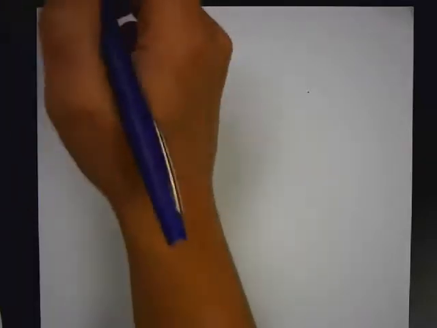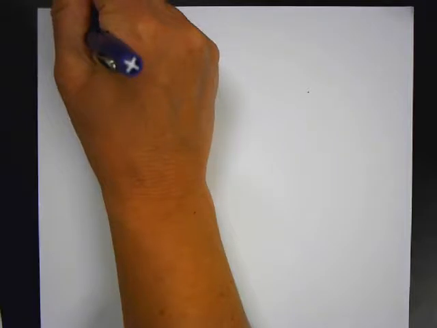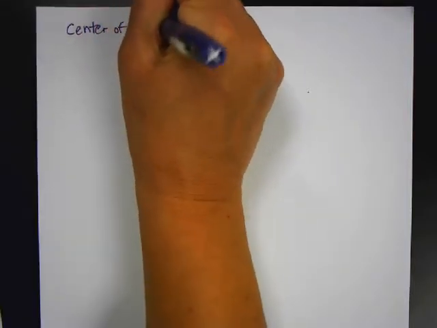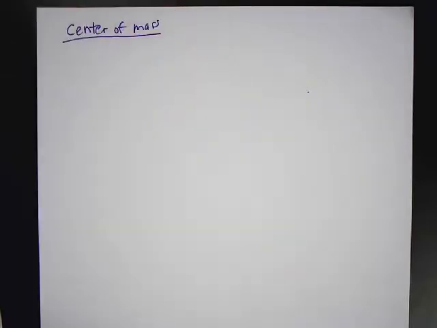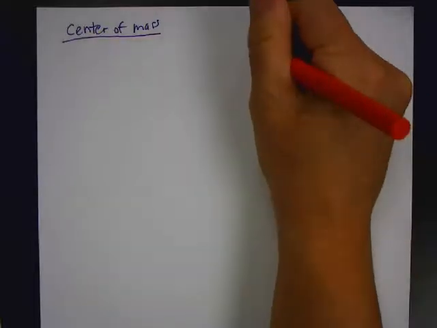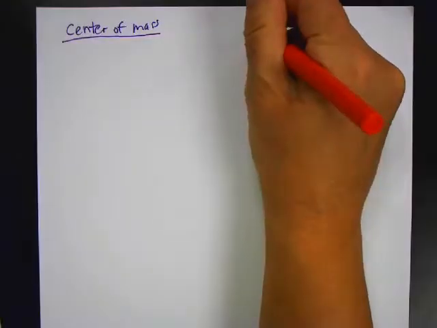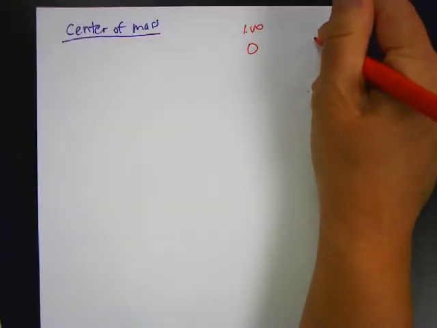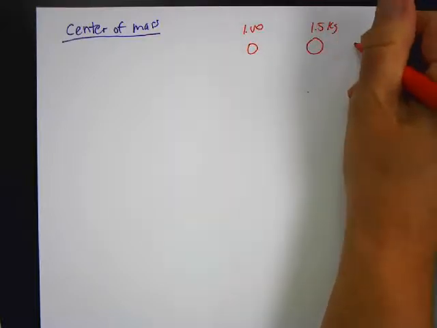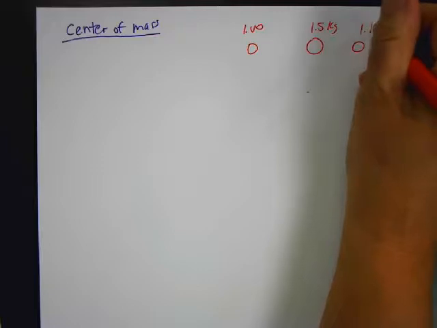All right, so we're looking at our center of mass. And first we'll look at number 1. So when we look at number 1, the picture, we have a 1 kilogram mass. Then we have a 1.5 kilogram mass. And then we have a 1.1 kilogram mass.